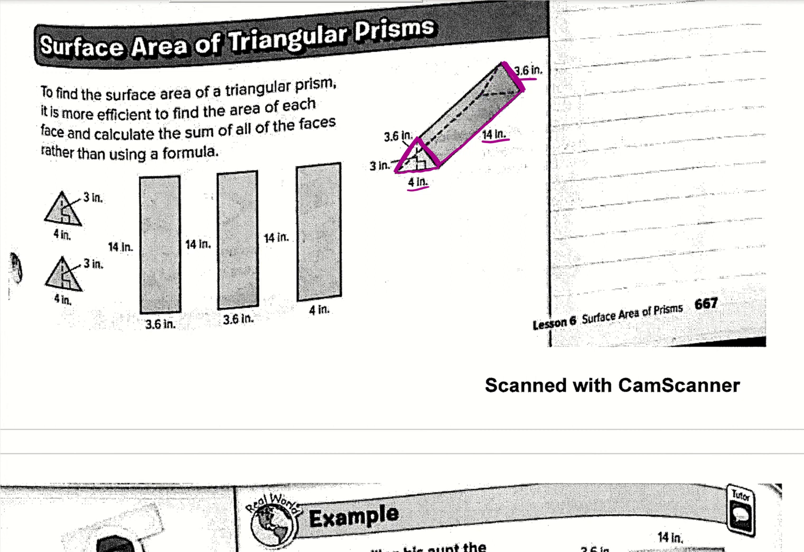Sorry, I said that wrong. It'll be the length for this side. It will not be the length for the bottom. That's 4 inches, which we see right here. Okay, and then 14 is also going to be this side and this side. All right.